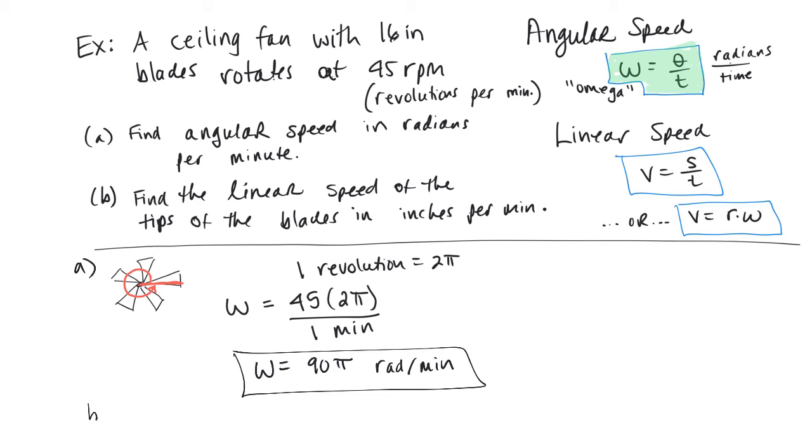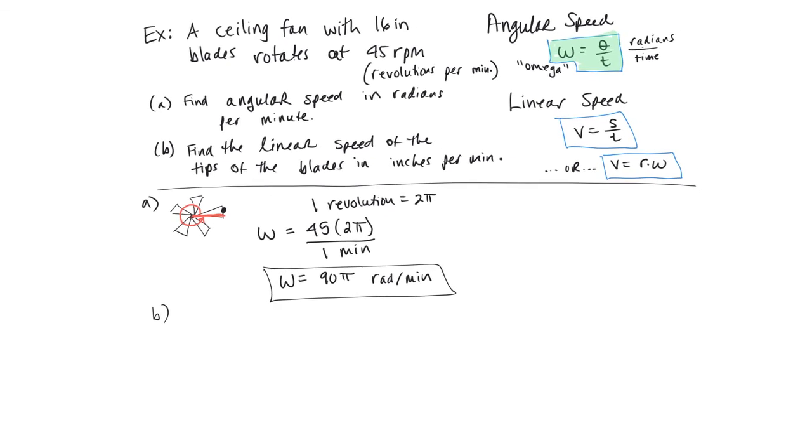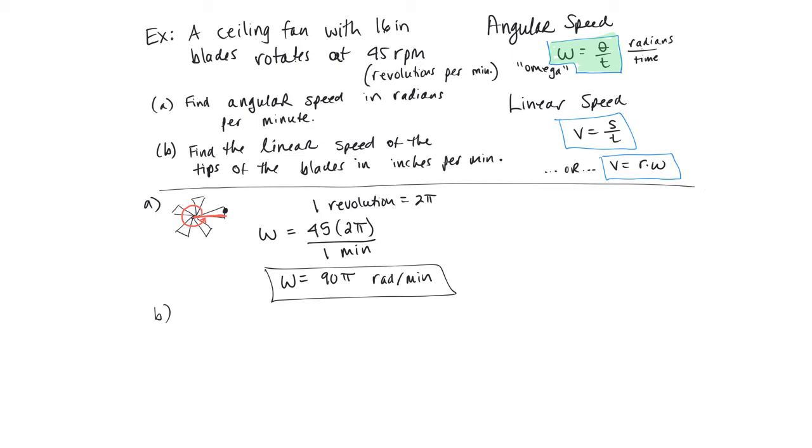Now part B is asking us to find, like if we had a little, your fans might be totally clean. Mine occasionally have some dust. So it would be like the speed of the little particle of dust traveling around. And we want to measure that in inches per minute. Now, since we just found our angular speed, we can use this formula right here, which is the relationship between the radius of the fan and its angular speed.